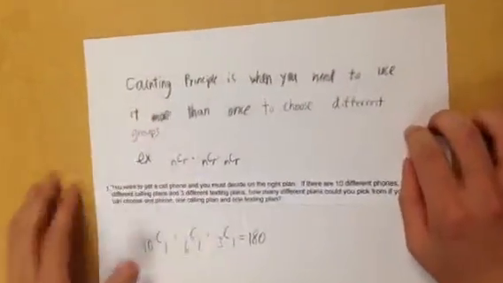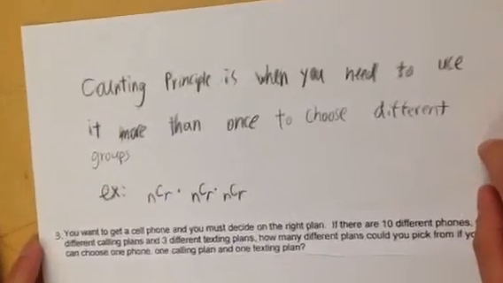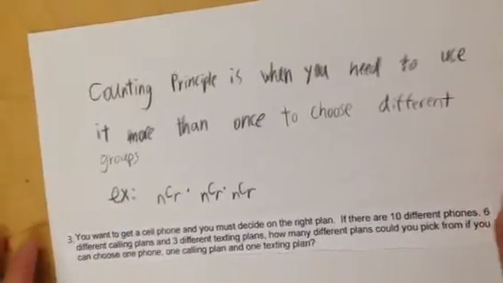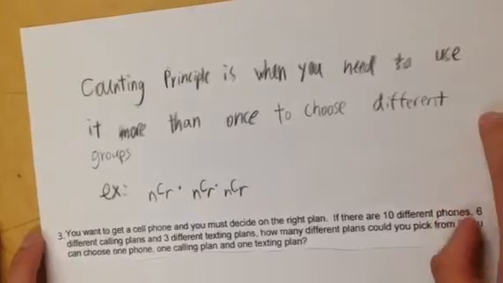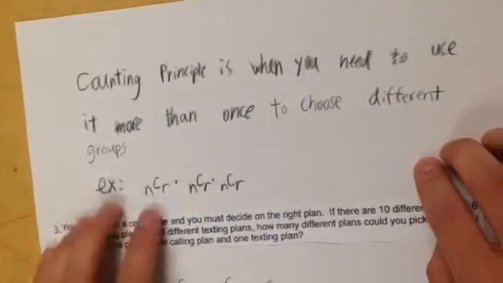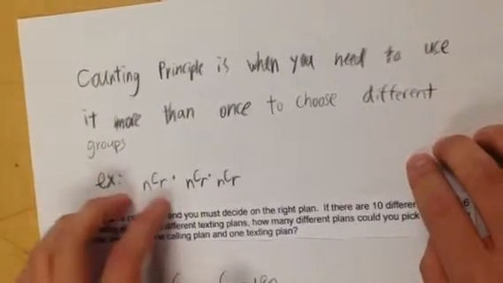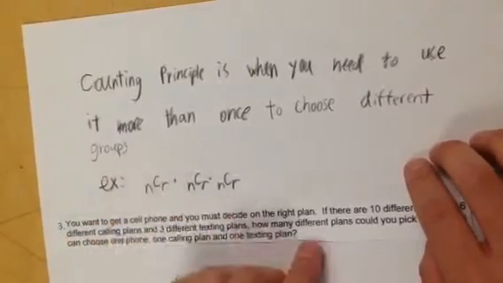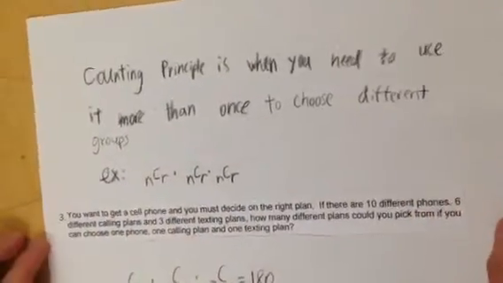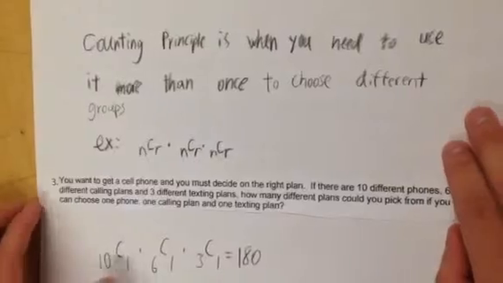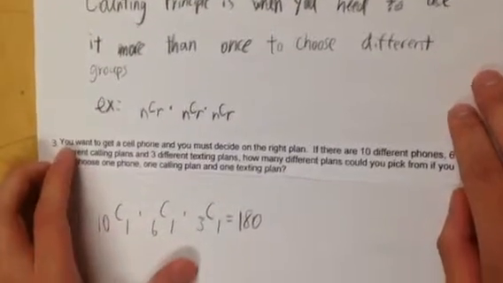Counting principle is when you need to use it more than once because you need to choose from different groups. So it's like you need to use combination, but you need to use it more than once because there's different groups, there's more possibilities. Here's an example problem.